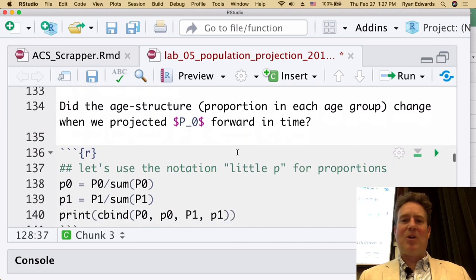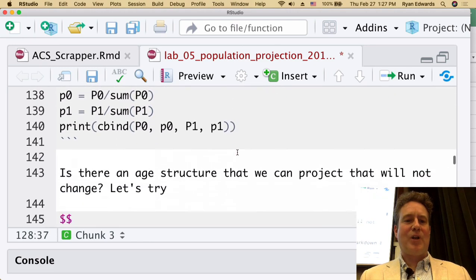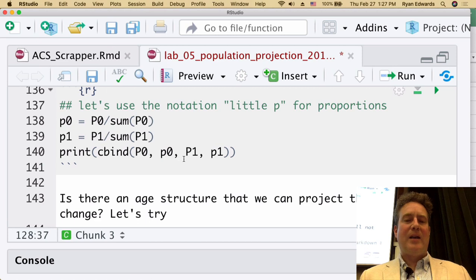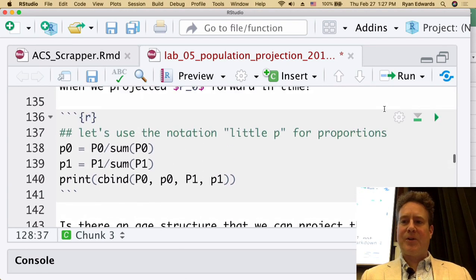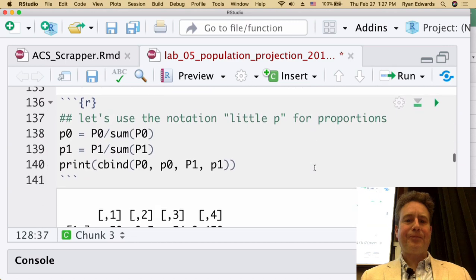So the next thing we might want to look at is whether the age structure changed. And so one thing you could do is look at the proportions in each of these categories as a share of the total sum. And so let's click the green arrow there.